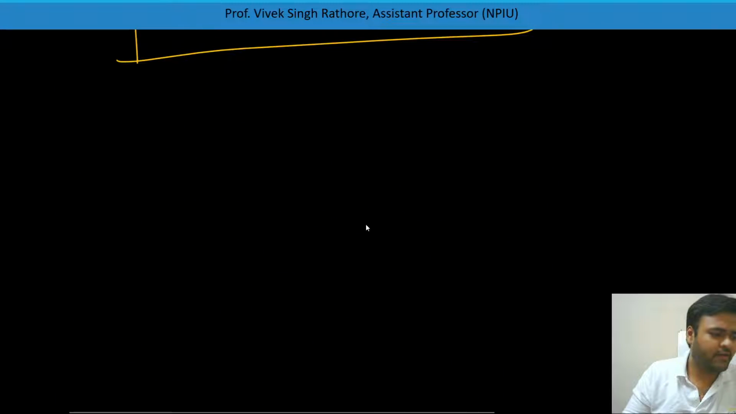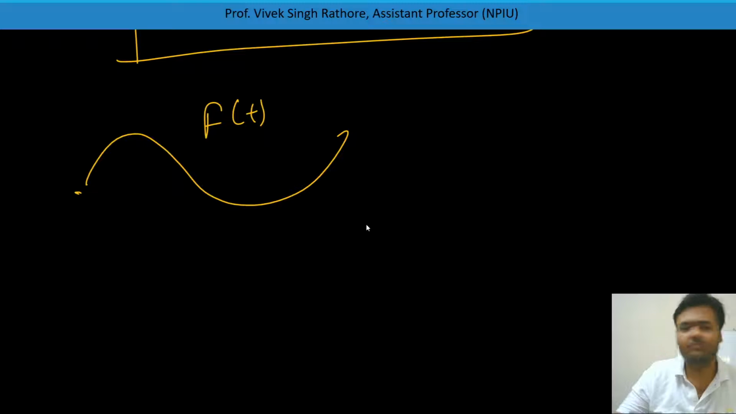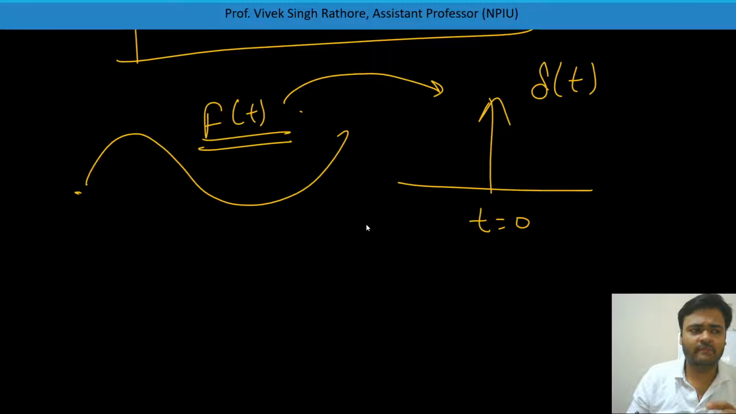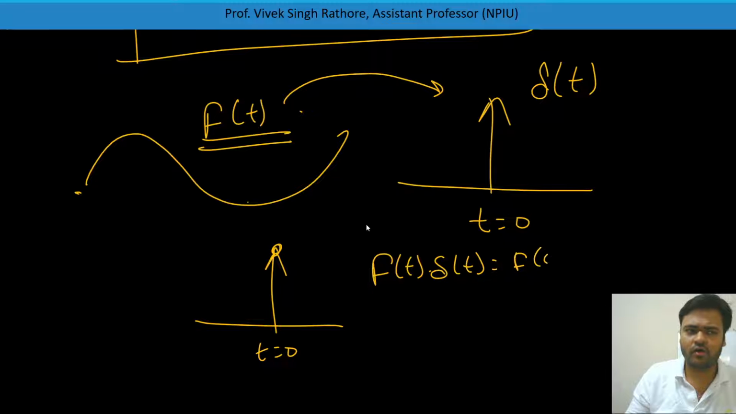Now one thing: whenever we multiply any signal with our unit impulse, what happens actually? Let's suppose one signal is there, and we multiply f(t) with delta t. What happens if we multiply any signal with delta t? Multiplication means all other parts will be multiplied with this, and at t not equal to 0 the delta is 0, so all values are 0 and nothing will happen. At t equal to 0 only, this value exists, whatever f(t) is, but f(t) at which value? At t equal to 0. So mathematically you can write f(t) into delta t is equal to f(0) into delta t.